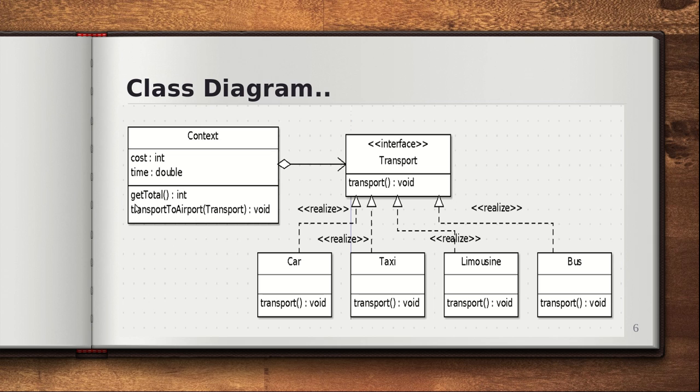So here you can see the context class. In this context class, the get total and the transport to airport methods are there, which accept the object of these concrete strategies. And here you can see the transport interface, in which one method is defined, which is the transport method. In an interface only the declaration of the method is there. After that you can see four concrete strategies: car, taxi, limousine, and bus, because these many strategies have been defined in the problem statement. That's why we considered these strategies, and they implement this interface. So here the transport method, which is declared in the transport interface, is implemented in the taxi, limousine, and bus classes. So this is the class diagram.